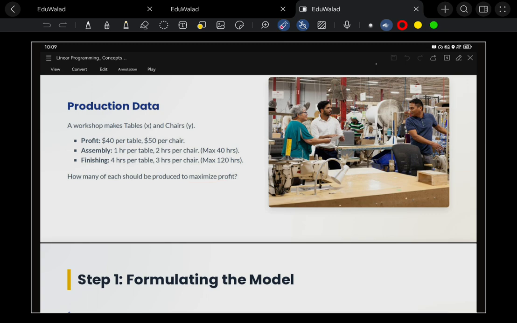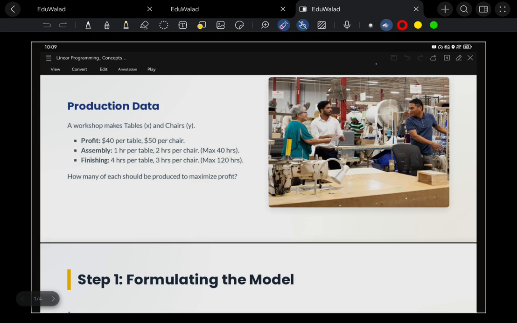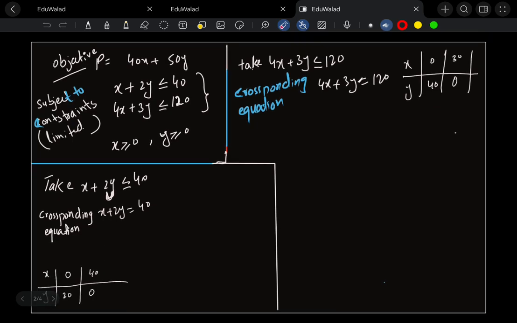Finishing: we can give 4 hours per table and 3 hours per chair, so the maximum time we can give is 120 hours. So how many of each should be produced to maximize profit? Here it is given that we need to maximize our profit. Let tables be x and chairs be y, so the profit is 40x plus 50y. This is our objective function.